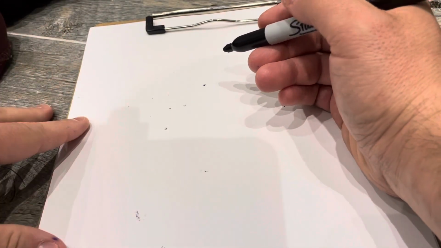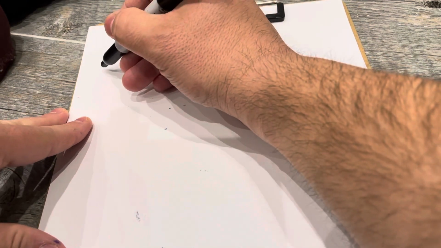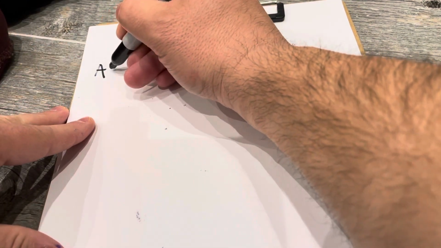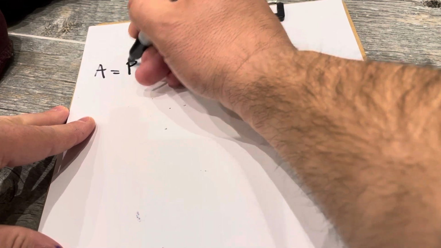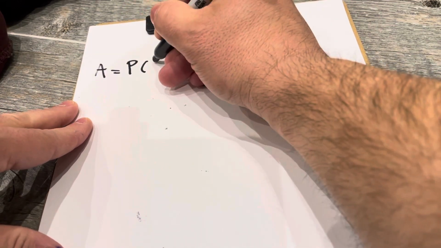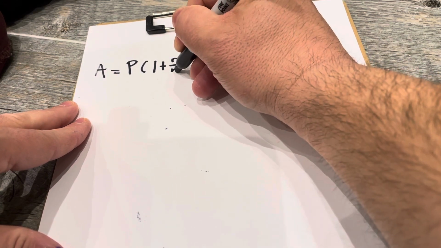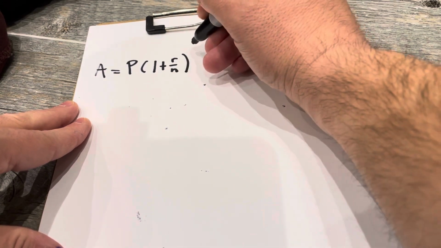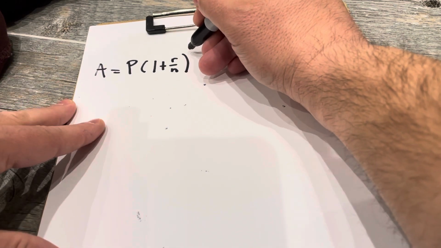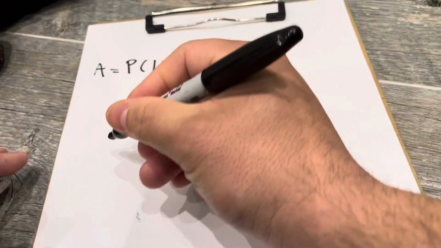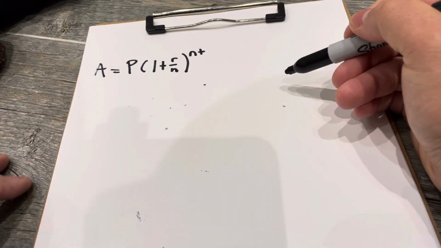So your formula is very simple and straightforward. Your formula is going to be A is equal to P, and then in brackets we have 1 plus R over N, closing bracket, and then we have to the exponent of N times T. Now, what do all these mean? Let's go over all of these, and then we'll do the equation over here.